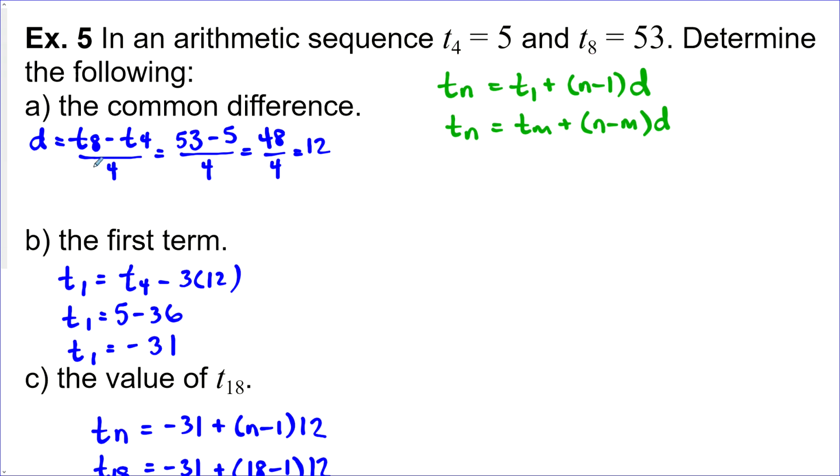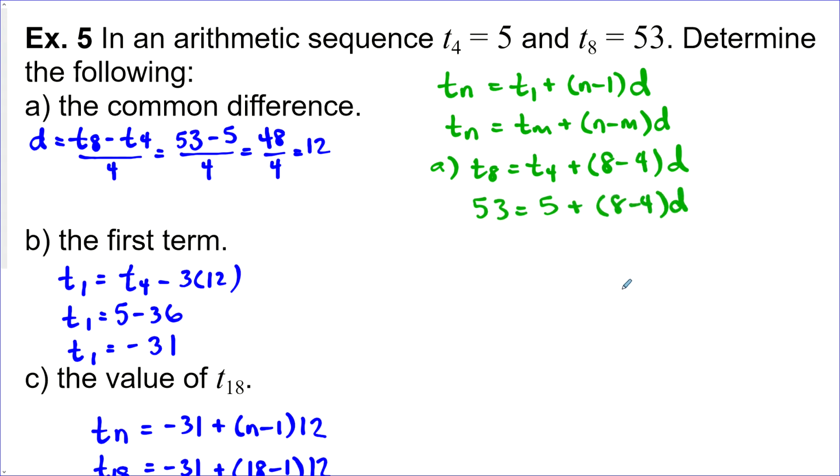Let's see how it would work for part A. If we had Tn, let's call that T8 here. So T8 is equal to T4 plus 8 minus 4 common differences. You can see that from term 4, there's going to be 4 common differences to get to T8. Now let's put in the numbers. So 53 equals 5 plus 8 minus 4 common differences. So subtract 5 on both sides, we get 48 equals 4d. Divide by 4 on both sides and we get that d equals 12.